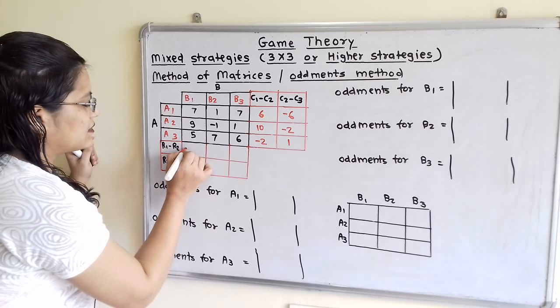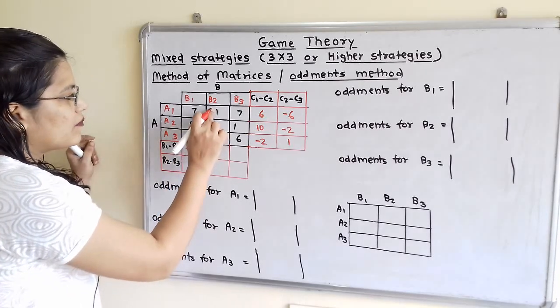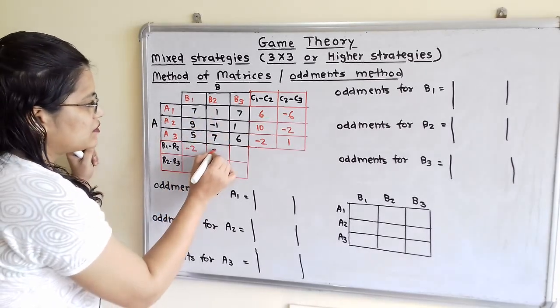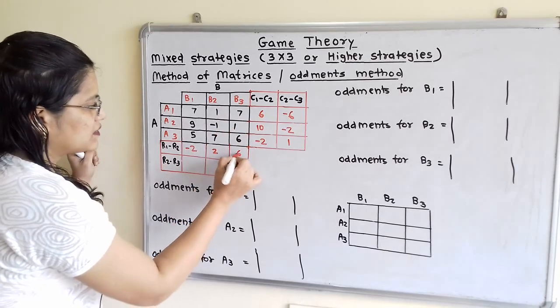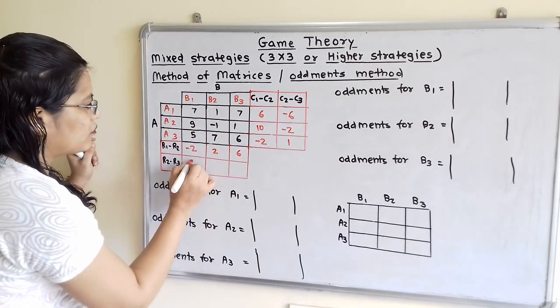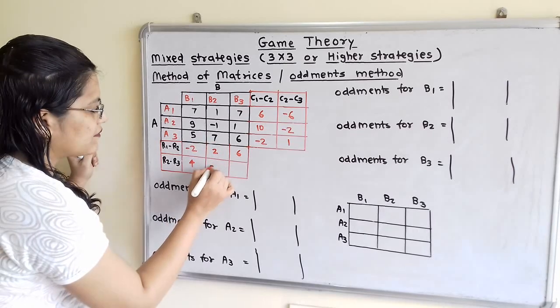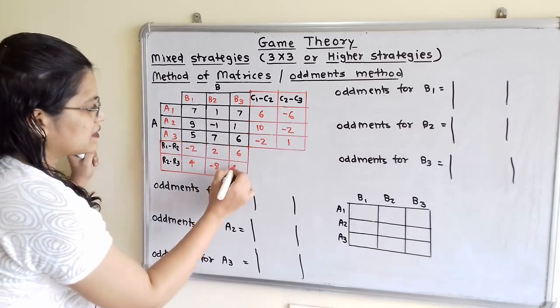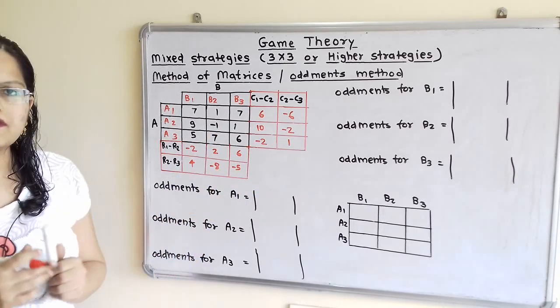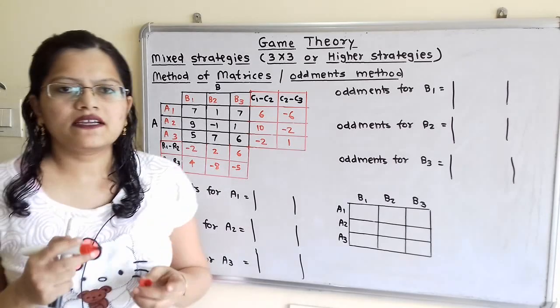7 minus 9, minus 2. 1 minus minus 1, that is 2. 7 minus 1, 6. 9 minus 5, 4. Minus 1 minus 7, minus 8. 1 minus 6, minus 5. So this first step is completed.